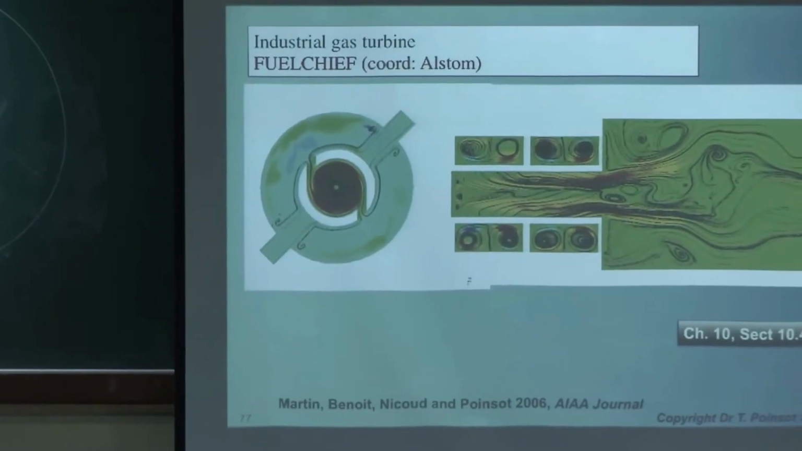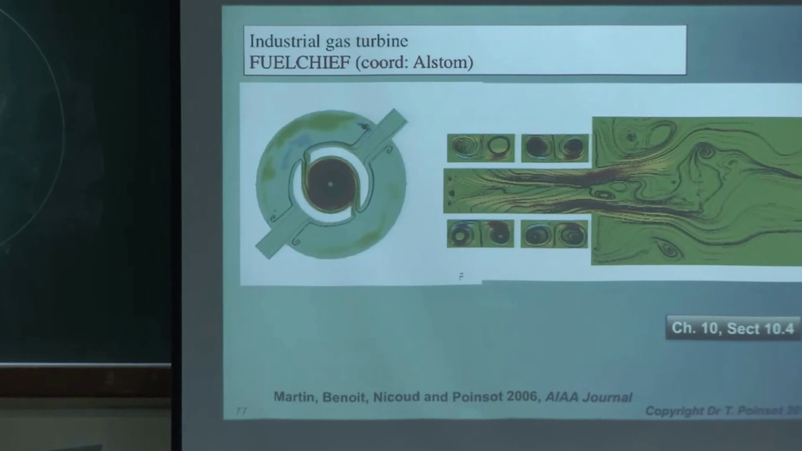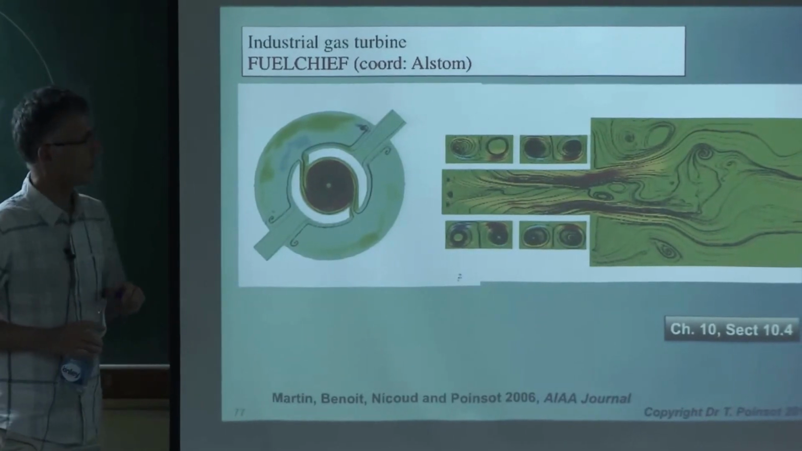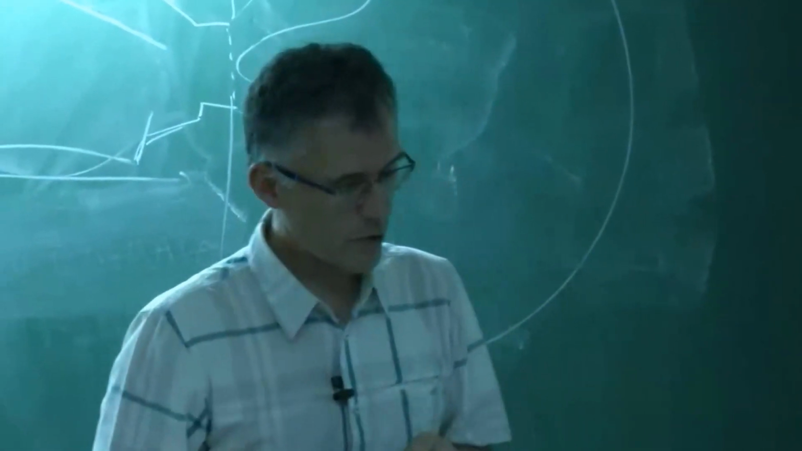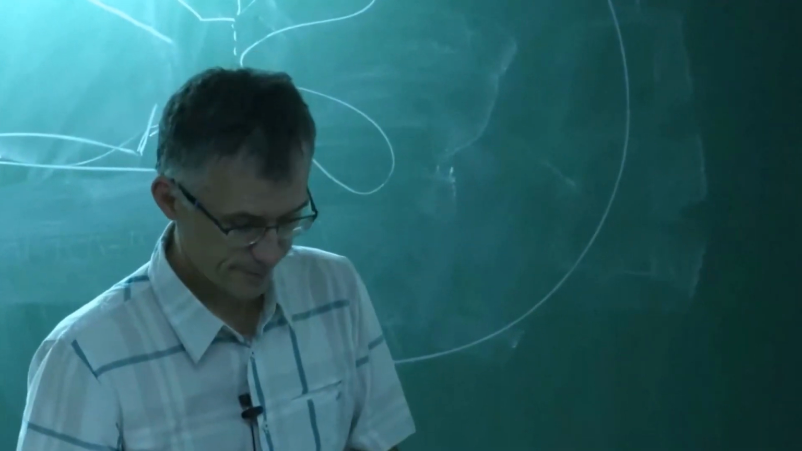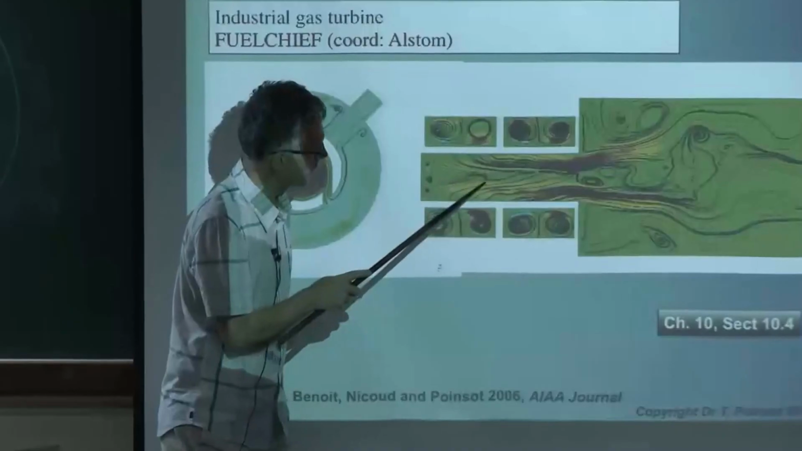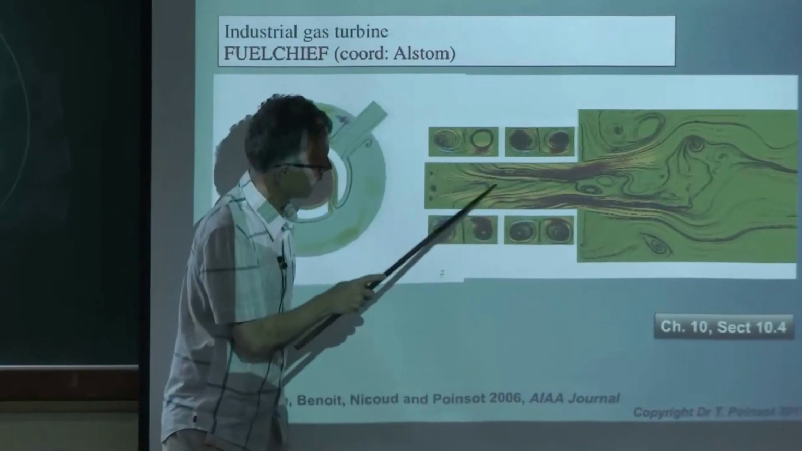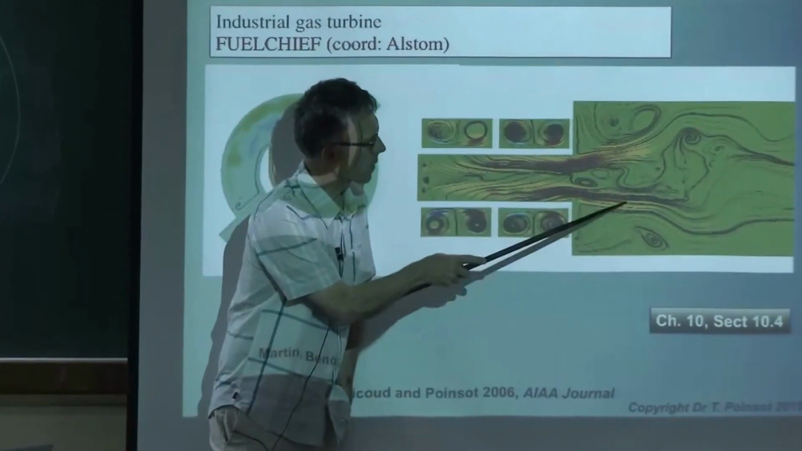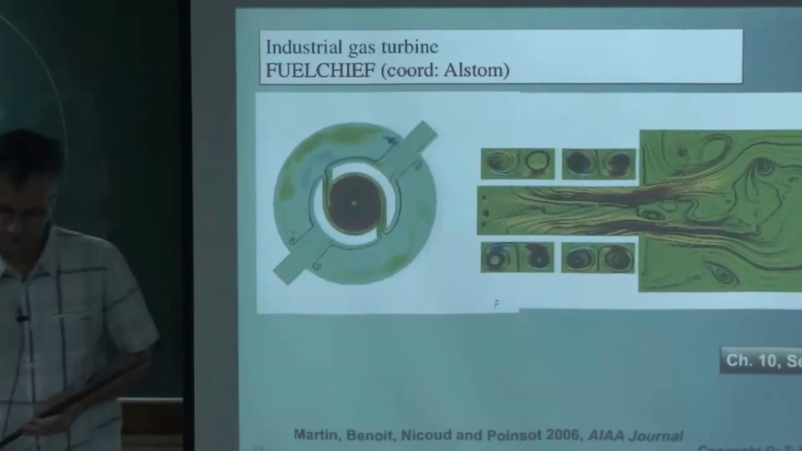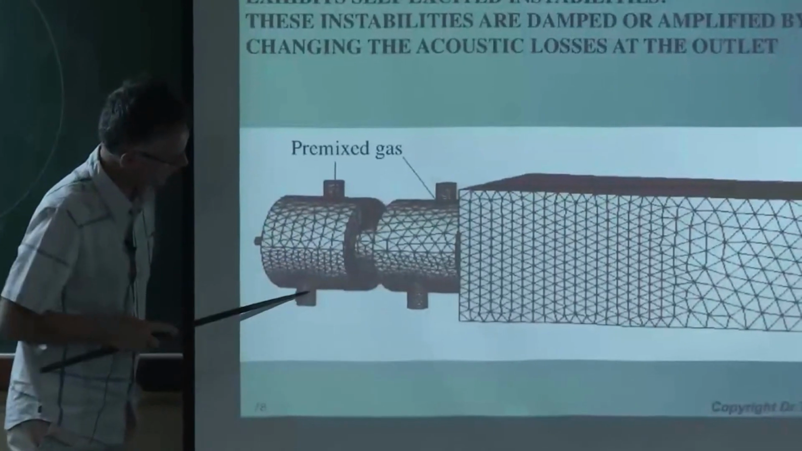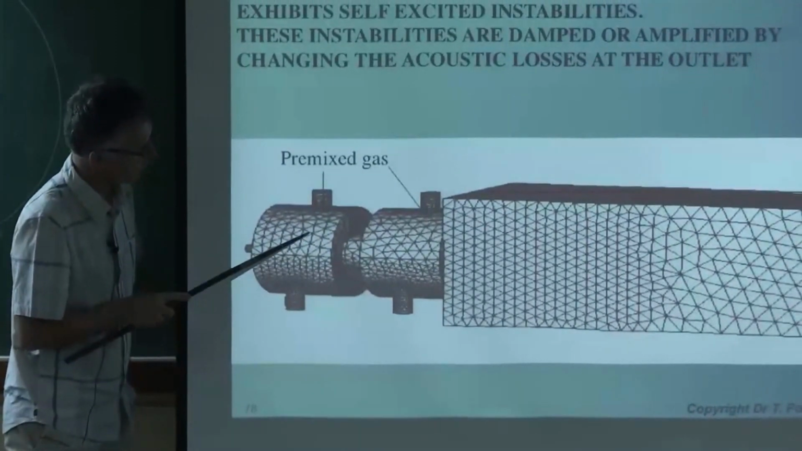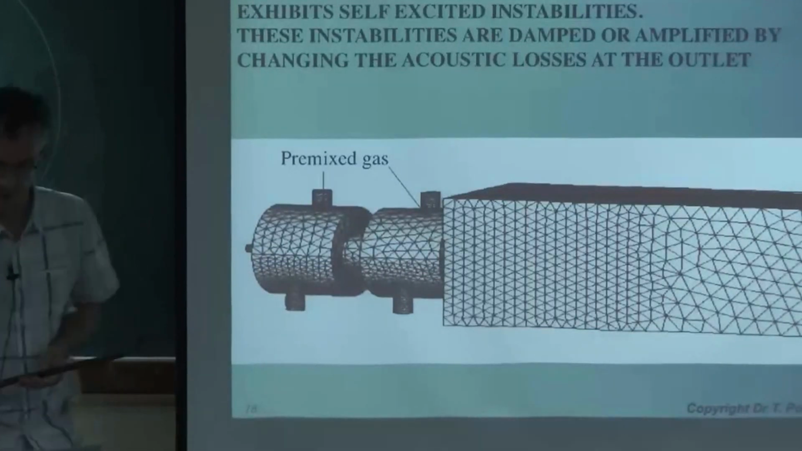Let me, well, we still have a few minutes here. Let me go to another case now, which is another European project called Fuel Chief, which was actually driven partly by Alstom this time. So it's a chamber where you have injection systems here feeding the plenum where it's swirled, and here you have the combustion chamber. Now this is the geometry. You can see here the premixed gases injected into this system, and this system feeds the plenum, and the plenum feeds the chamber.